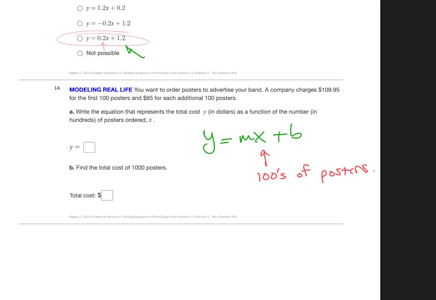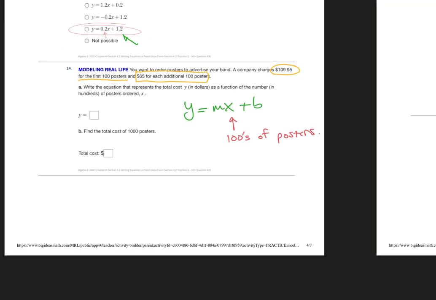And we are charged $109.95 for the first 100 posters and $65 for each additional 100 posters. So my thought process is it is y equals 65x plus 109.95. Why? This is what we get charged no matter what.